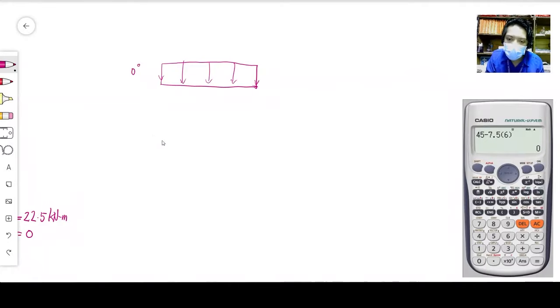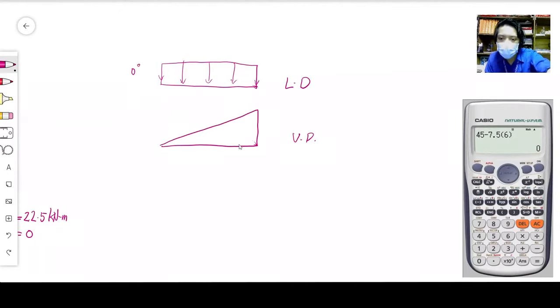So from the load diagram to the shear diagram, the degree increases. It becomes first degree, so it slopes. Whatever, what I'm trying to emphasize here is the relationship of the degree of the behavior of the graph. So it becomes 1 degree.